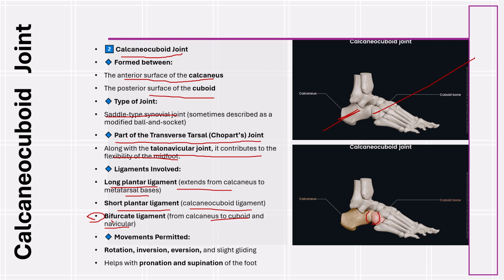The movements done at the calcaneocuboid joint are rotation, inversion and eversion and slight gliding movements, which help in the pronation and supination of the foot. So the calcaneocuboid joint allows flexibility and slight twisting motions of the foot, and this joint helps the foot act as a rigid lever during push off in walking and as a flexible structure for adapting to terrain.